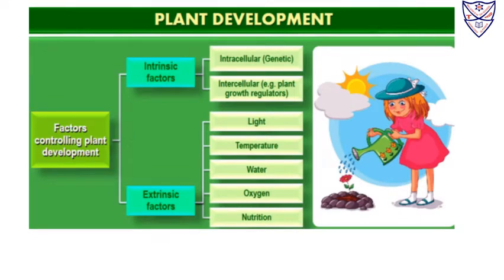Now let us study about different factors which control the development of the plant. So we studied about intrinsic factors. These are intracellular or intercellular, and the extrinsic factors are light, temperature, water, oxygen and nutrition. So all these will determine the growth of the plant.